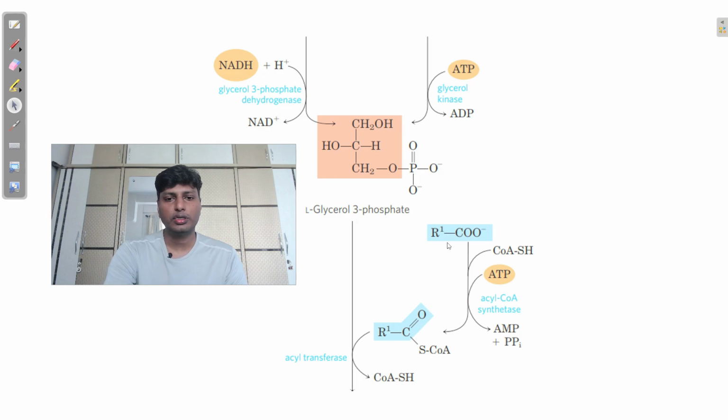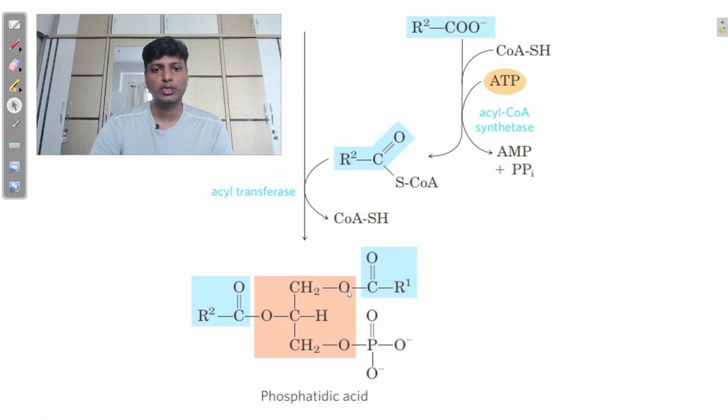Now remember that for the attachment of a fatty acid, there is a requirement of coenzyme A, because coenzyme A is a transporter molecule, and these fatty acids are transported from the mitochondria into the cytoplasm. The fatty acids cannot directly cross the membranes of the mitochondria, and that's why they require a transporter molecule, that is coenzyme A. So first the fatty acid gets attached to coenzyme A, as you can see here, and once it has been attached to coenzyme A, it can get attached to the glycerol 3 phosphate.